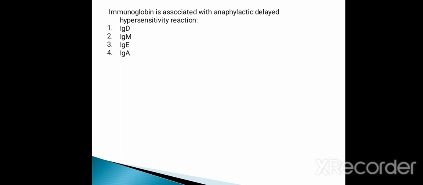Next question. Immunoglobulin associated with anaphylactic, delayed type hypersensitivity reaction is option 1 IgD, option 2 IgM, option 3 IgE, and option 4 is IgA. And the correct answer is IgE, that is immunoglobulin E. It is very important in asthma, allergic reaction, atopic reaction, type 1 hypersensitivity reaction.